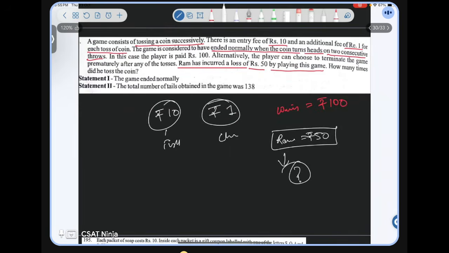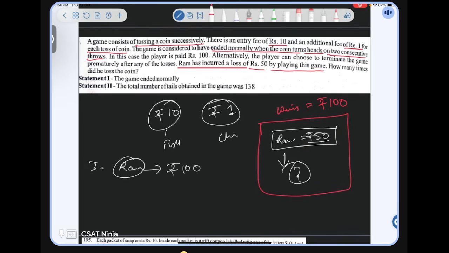So let's check statement wise. Statement 1 says the game ended normally. So if the game ended normally, what will be the case there? Ram will get 100 rupees as a winning prize. But the question says Ram was at a loss of how much? Ram was at a loss of 50 rupees. This is what is given in the question. I'll just make a box here.